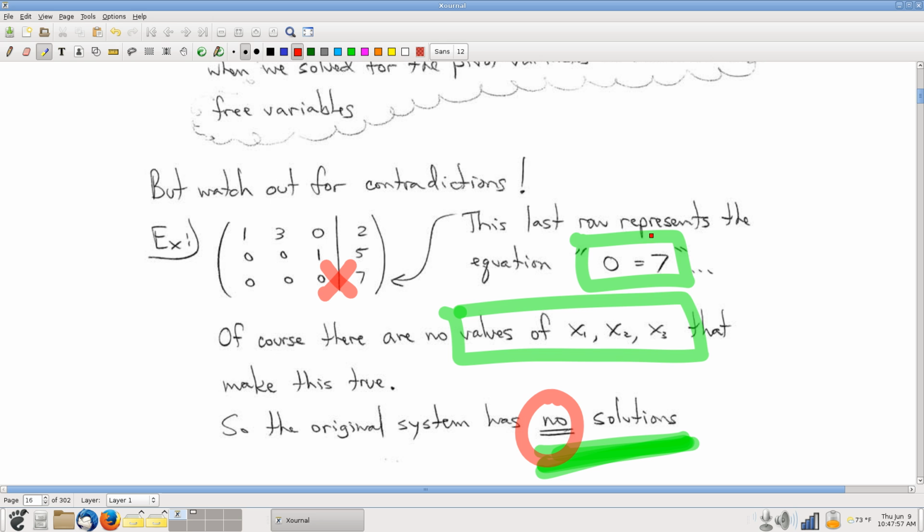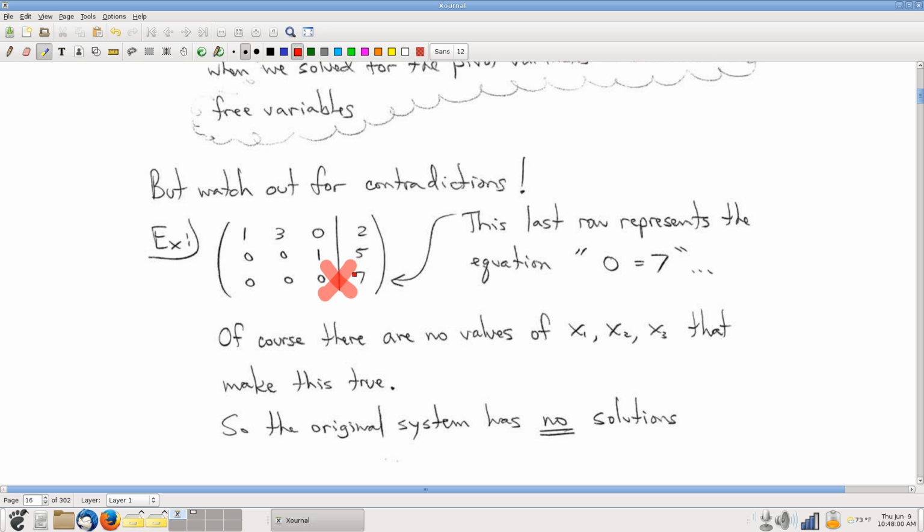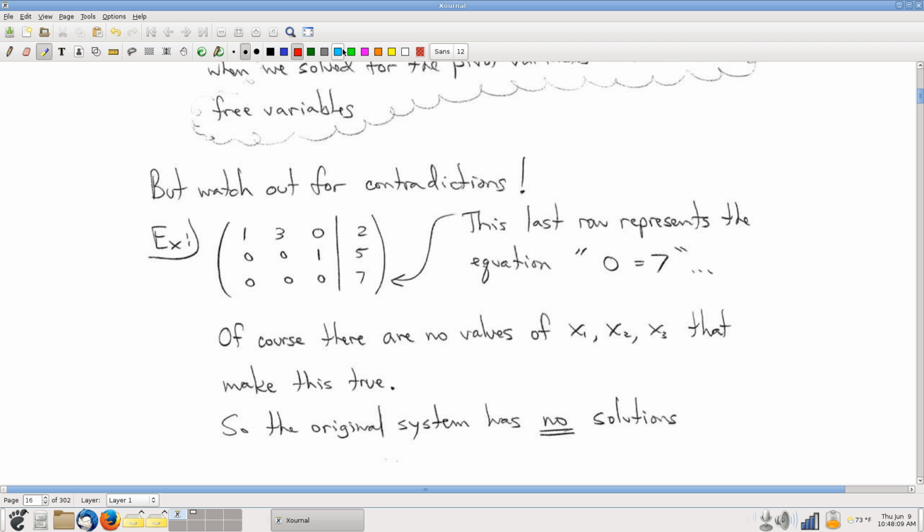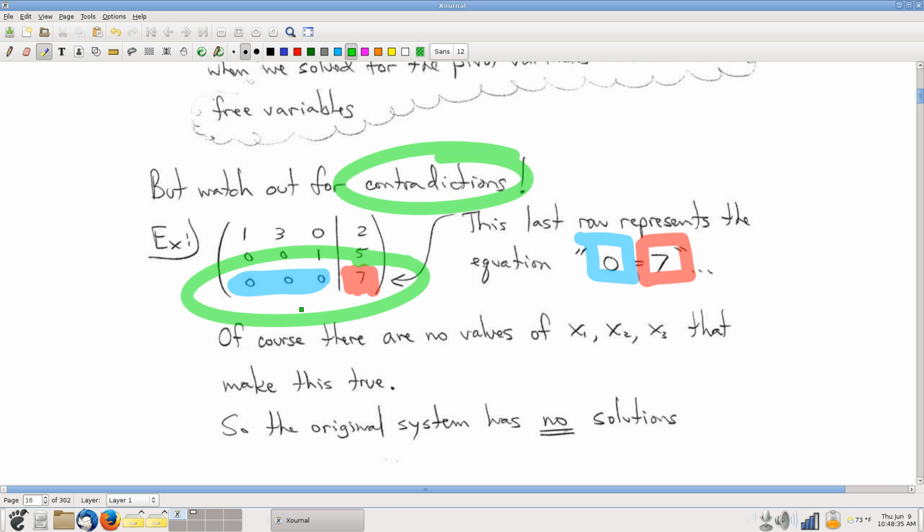And conveniently, again, these sorts of predicaments that we call contradictions are always easy to spot. They are simply equations in which we have all zeros on the left, which is what causes the entire left side to have to be 0 no matter what x1, x2, and x3 are, combined with not 0 on the right. So you can find them at a glance. Contradictions are easy to spot in the reduced echelon form system.